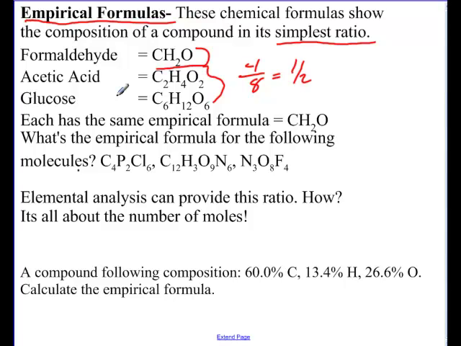So let's just practice real quick. Look at this thing right here. You can stop the video at any time, and if you want to try these three, feel free to do so. But we've got this thing, C4P2Cl6. How could we reduce that down to its simplest formula? Well, you may notice that they could all be divided by 2. So if we divide these subscripts by 2, we get C2PCl3.